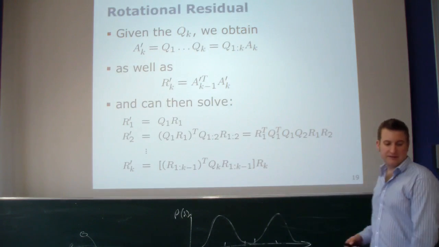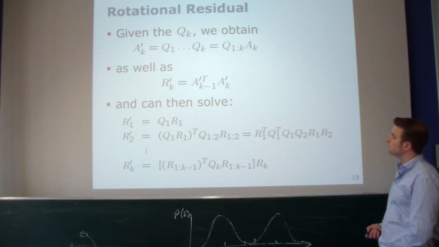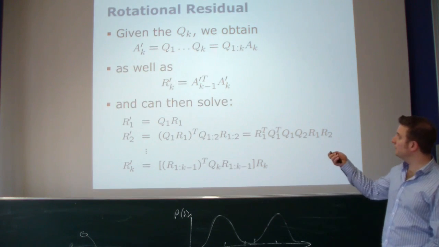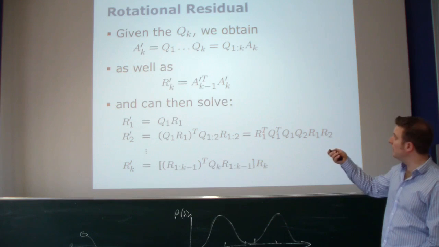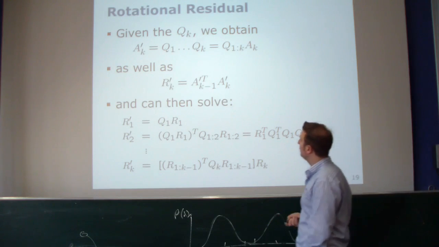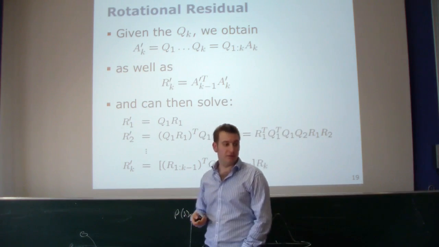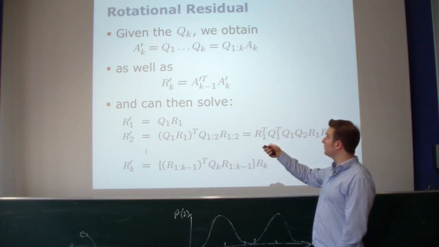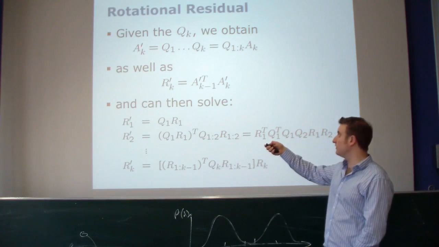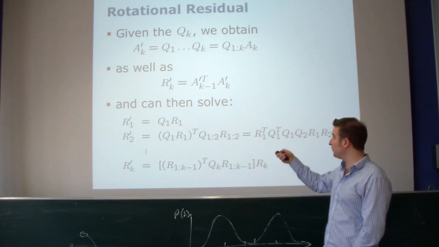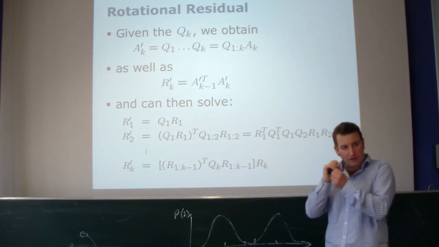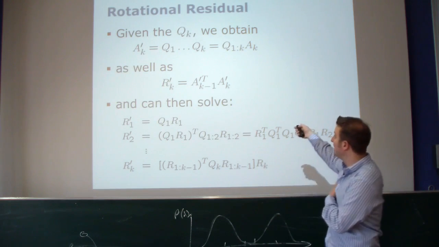Okay. Given that, so given this QK, we can actually obtain the global rotation of a node K. So K prime is Q1 to QK, so all the individual rotations carried out.